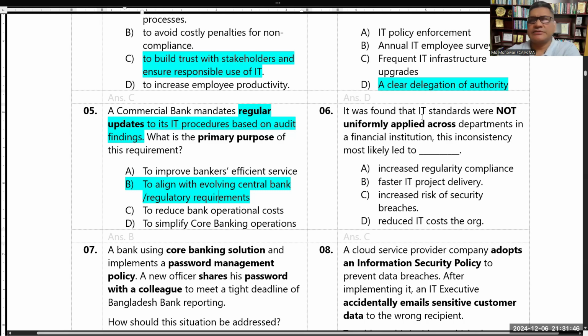It is found that IT standards were not uniformly applied across departments in financial institutions, and this inconsistency most likely led to increased risks of security breach. So here the answer is C. Increased risks of security breaches.